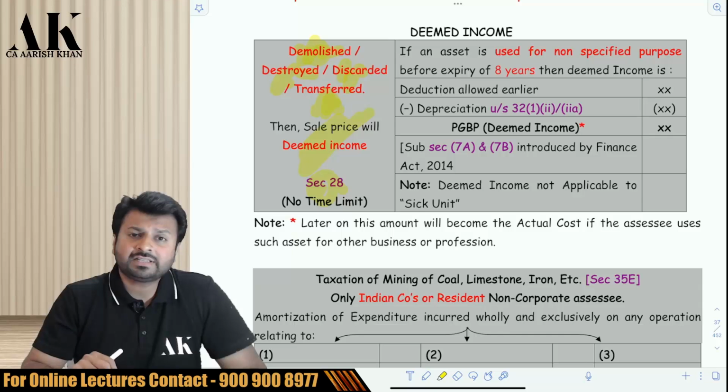What about if I purchase an asset, say a building of 100 crore, and I claim a deduction of 100 crore?